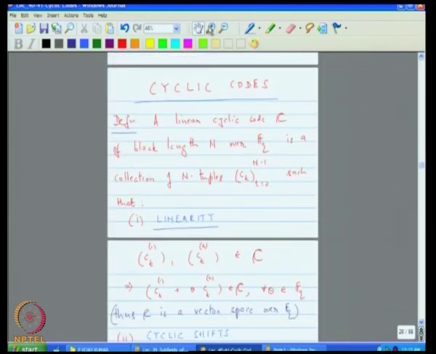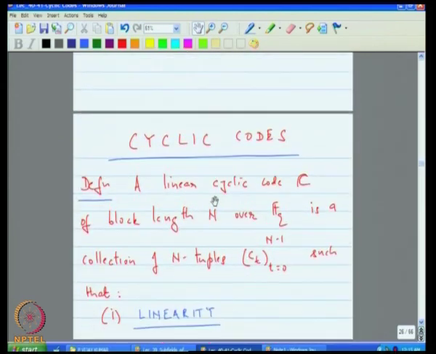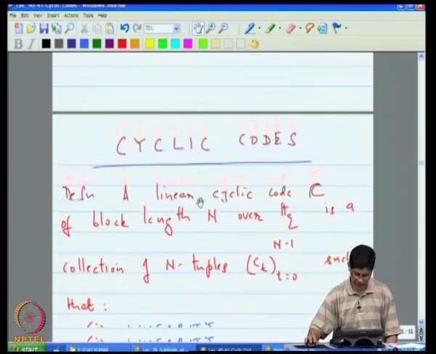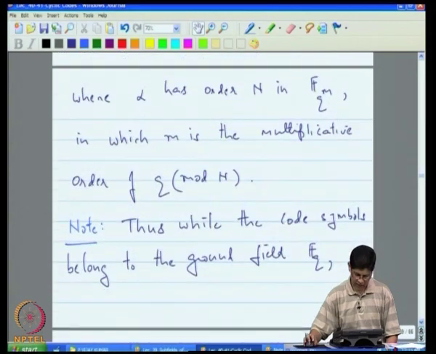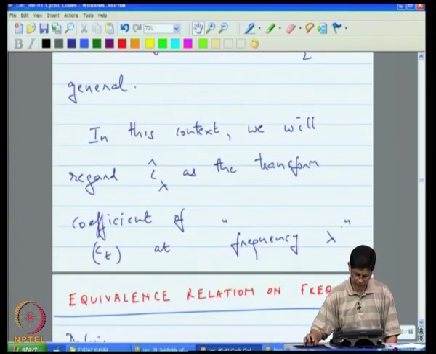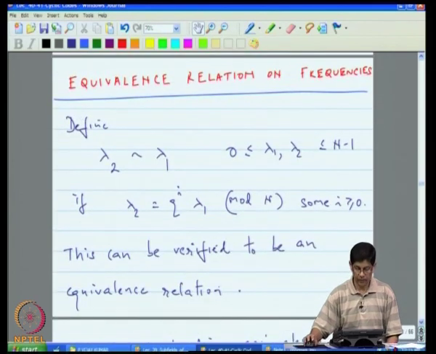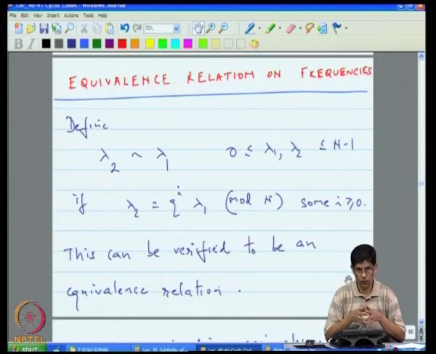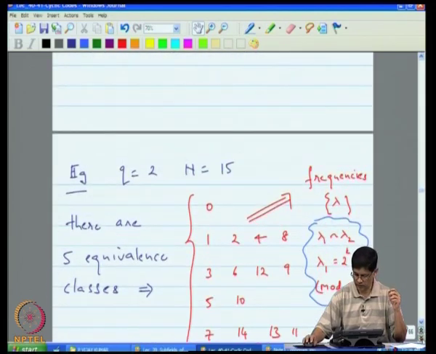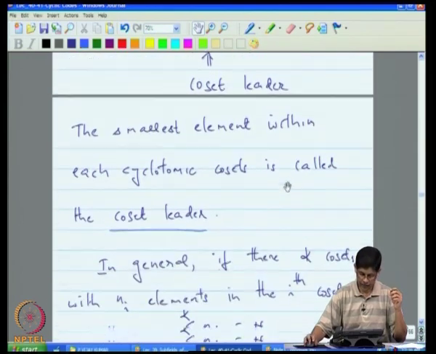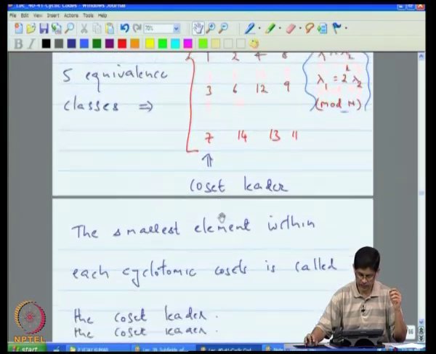So, here are some of our slides on cyclic codes. So, we defined what it means to be a cyclic code, and then we put an equivalence relationship. So, we said that when we take a code word and we look at its transform, then those subscripts lambda which appear in the transform we will regard as frequencies. So, then we defined an equivalence relationship on the frequencies, which led to organizing them according to cyclotomic cosets. So, here is an example. Then the smallest element in each coset is called its coset leader.